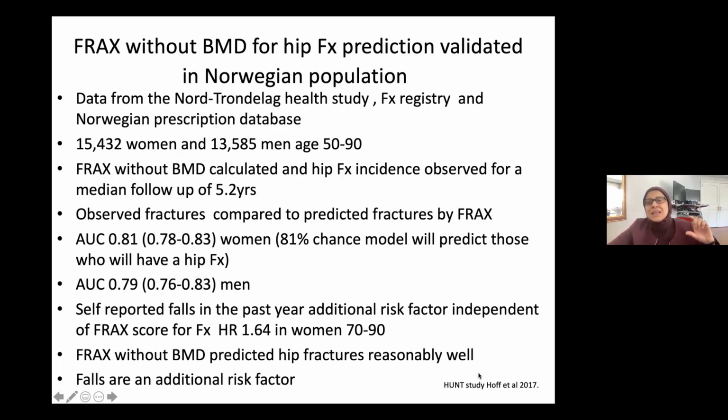And what was seen was the area under the curve for women was 0.81. That means that this model of FRAX without BMD has an 81% chance of predicting who will have a hip fracture.